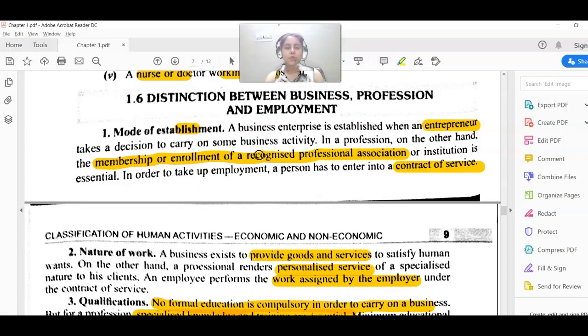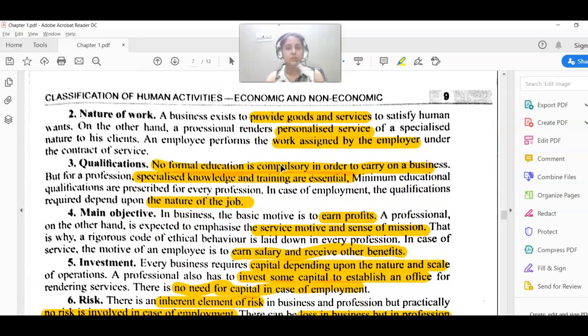In order to take an employment, a person has to enter into a contract of service. Simple. Nature of work. In business, we provide exchange of goods, we do manufacturing, we do production to satisfy human wants. On the other hand, a professional renders a personalized service of a specialized nature to his clients. Specialized nature, the institute decides what work they are going to do. An employee performs the work assigned by the employer under the contract of service, whatever is given as per the job.